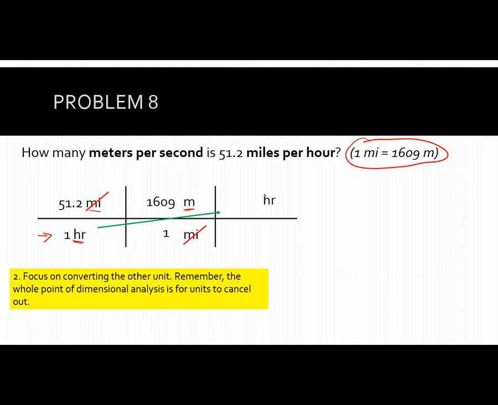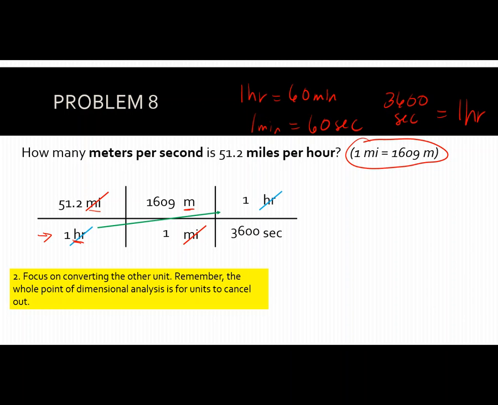Hours goes up top. Now, you know that in 1 hour, there are 60 minutes, and then in 1 minute, there are 60 seconds. So if you're really clever and smart, you know that there are 3,600 seconds that equal 1 hour, if you do that mental math. If you don't want to do that mental math, you can add on one more step. But we're going to do the mental math and make it just 2 steps here.